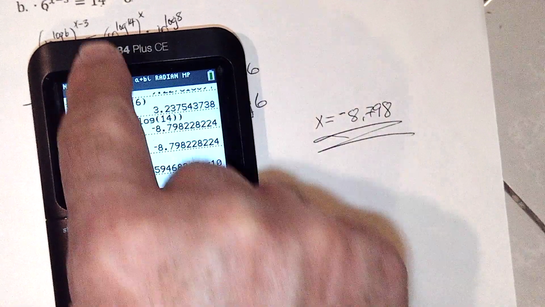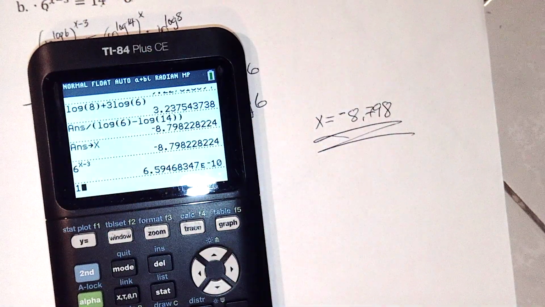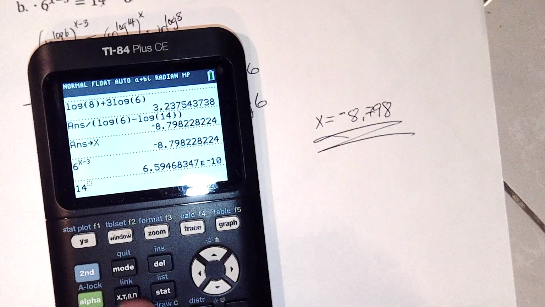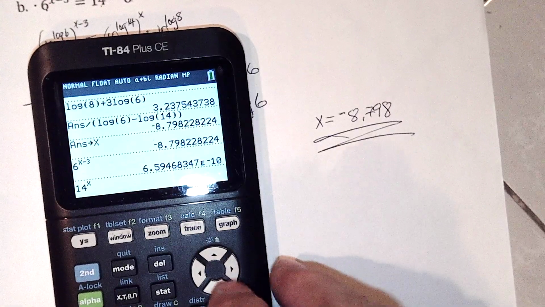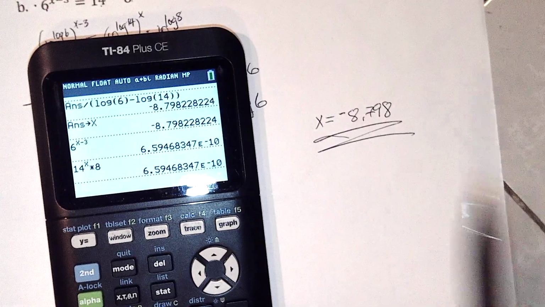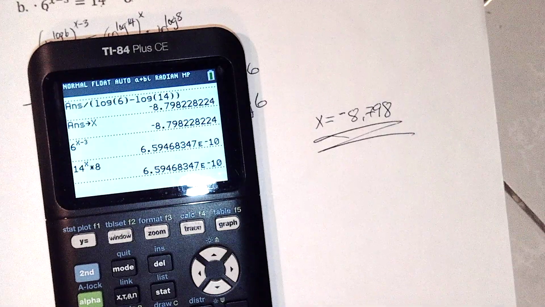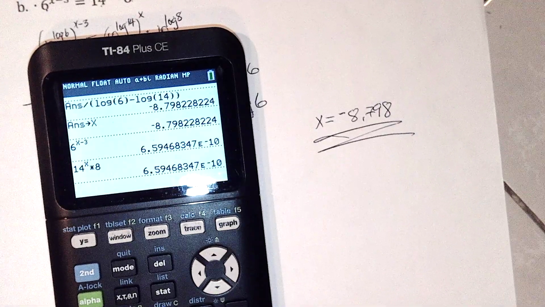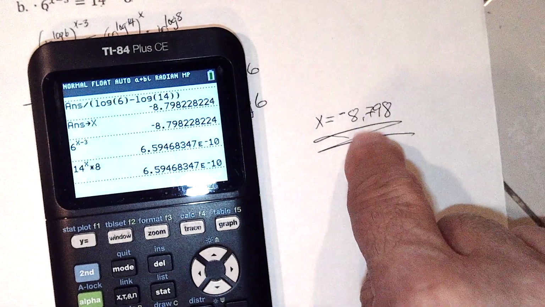And then I can say, what is 14 to the x times 8? And it gives me exactly the same number. So the two sides are equal if I make x be that.